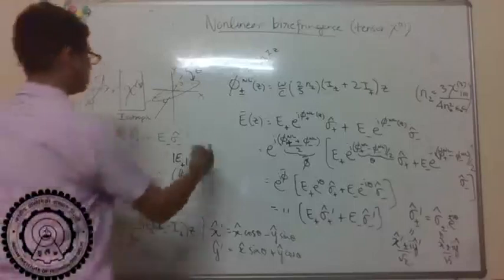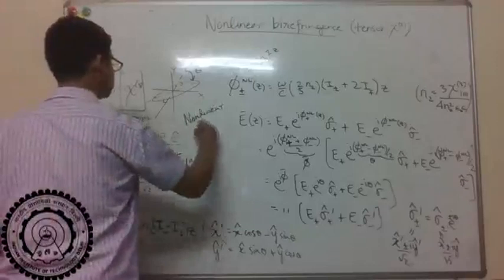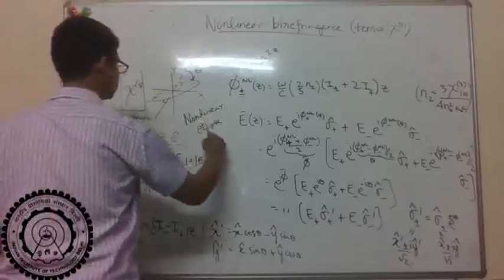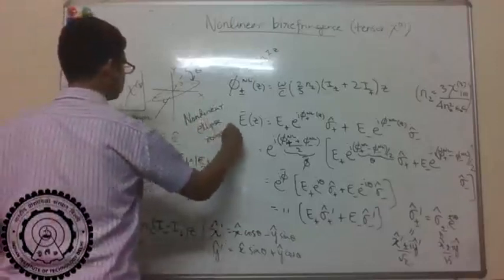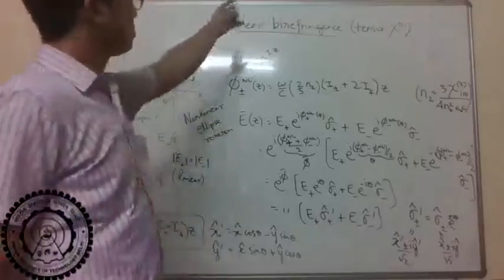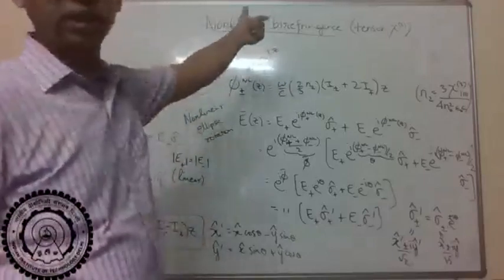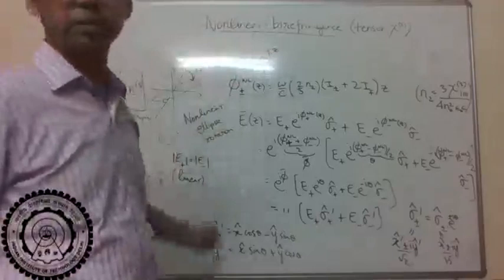Okay, so this is called nonlinear ellipse rotation. It's basically a manifestation of some kind of birefringence that you're inducing in the medium due to the nonlinearity, even though the medium is isotropic.